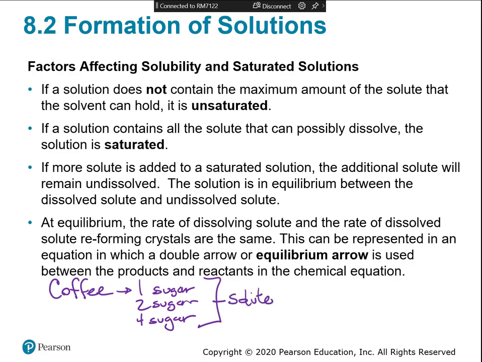But now I could eventually take this sugar and add it and add it and add it. And eventually I would reach a point that I cannot dissolve any more sugar. At that point, they would say that that solution is saturated. Saturated means it has the maximum amount of solute it can possibly dissolve. And if you add any extra, it will remain as a solid in the solution.